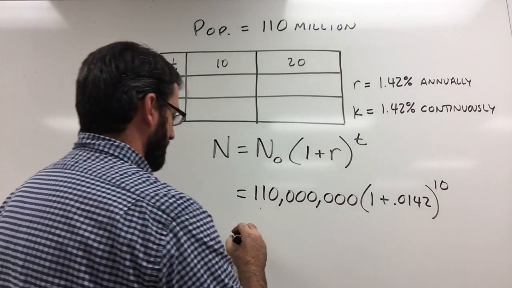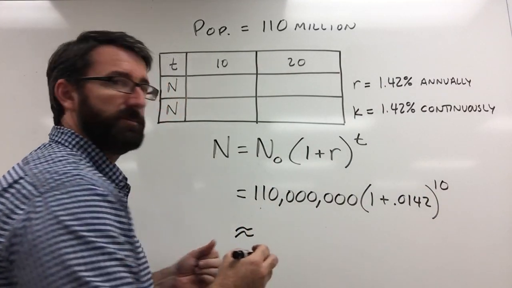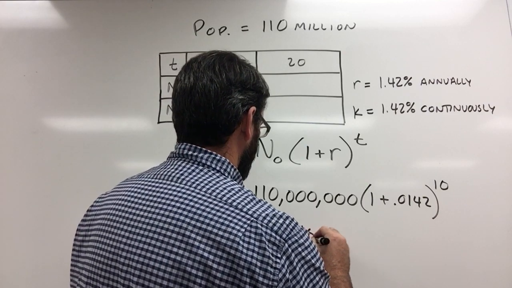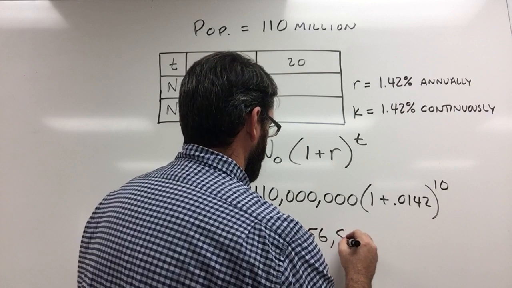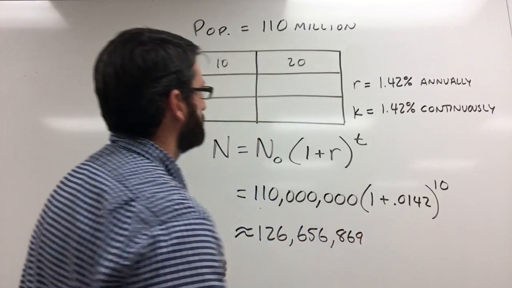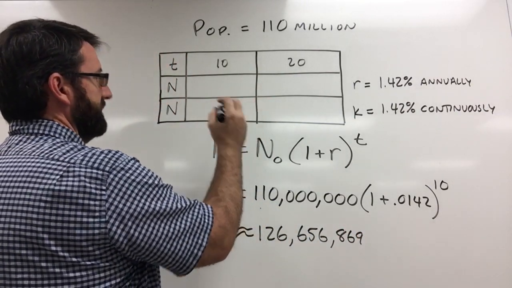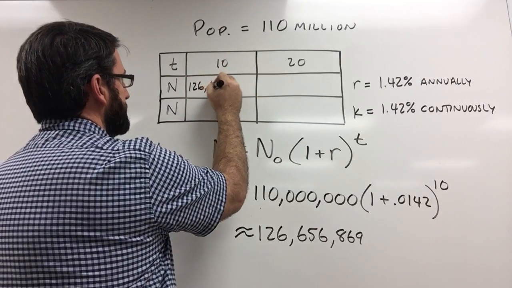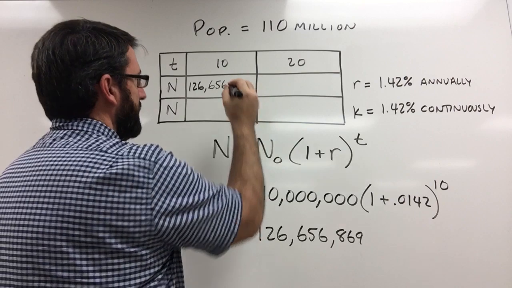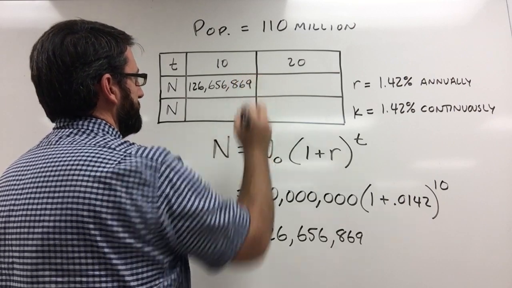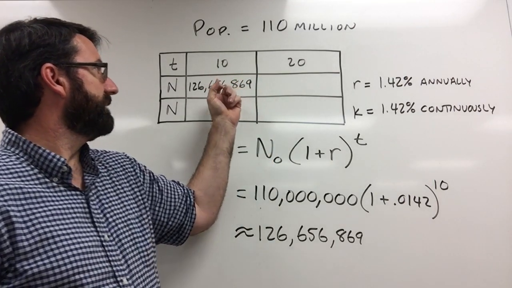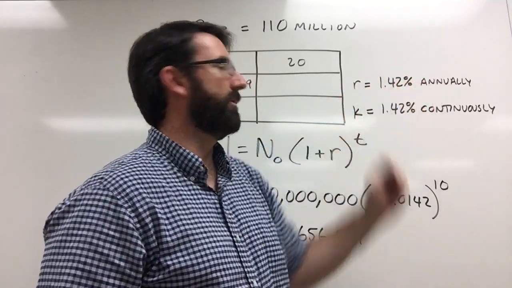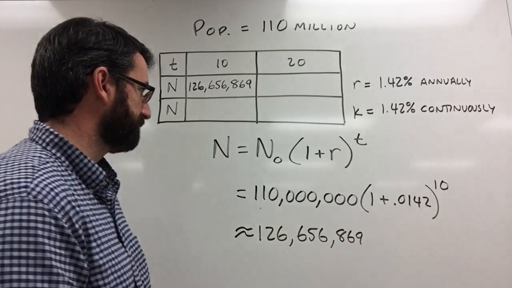And if we plug that into our calculator, we're going to get that this is approximately equal to 126,656,869. So let me try to squeeze that into our box up here. 126,656,869. That's over 10 years if we have an annual growth rate of 1.42%.